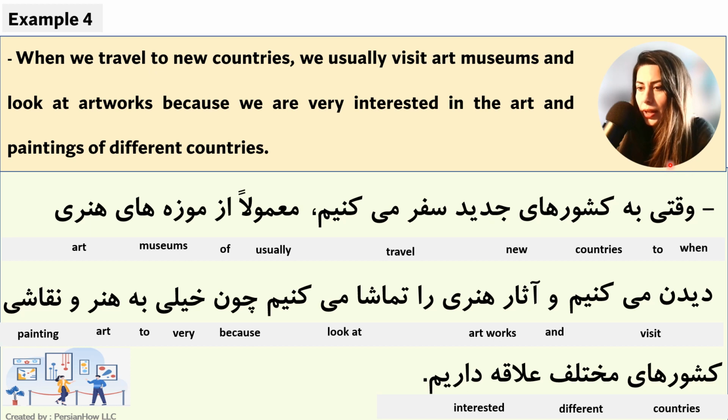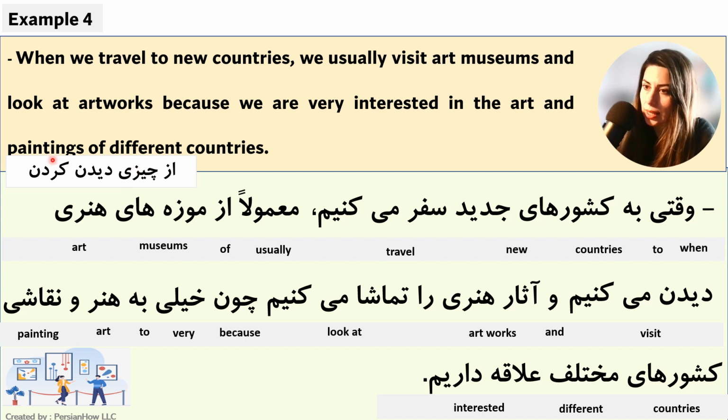Let's go over the grammar now, starting from here. وقتی به کشورهای جدید سفر می کنیم, so in this clause, I think everything is pretty clear. معمولاً از موزه های هنری دیدن می کنیم. What is this az here? Do you see any az in the English word, in the English sentence? So this az that comes here is the preposition that comes with the verb دیدن کردن. دیدن کردن is a prepositional verb, and you need to use the preposition that comes before the object. So از چیزی دیدن کردن, and چیزی would be موزه های هنری.